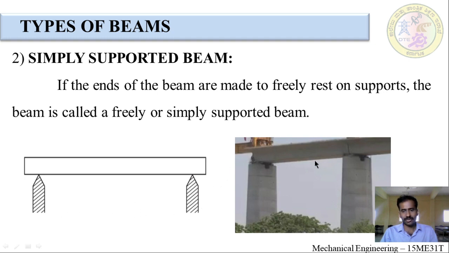Examples are metro or rail bridges, where there are two supports and the beam is freely resting, just placed on the supports. These kinds of beams are called simply supported beams.